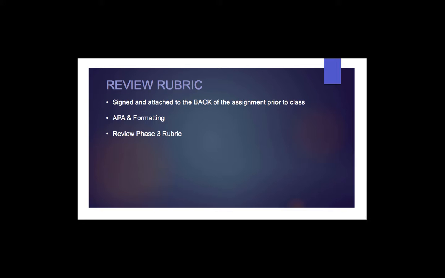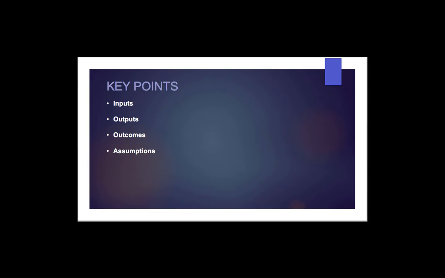Remember, rubrics should be signed and attached to the back of your assignment prior to the beginning of class. Also, if you and your teammates are confused or have questions, refer to your syllabus for technical guidelines and Purdue OWL for APA clarification. Remember to utilize your resources. Next, we are going to review key points that should be included in your logic model. The template is located on eCampus and should include inputs, outputs, outcomes, and assumptions.